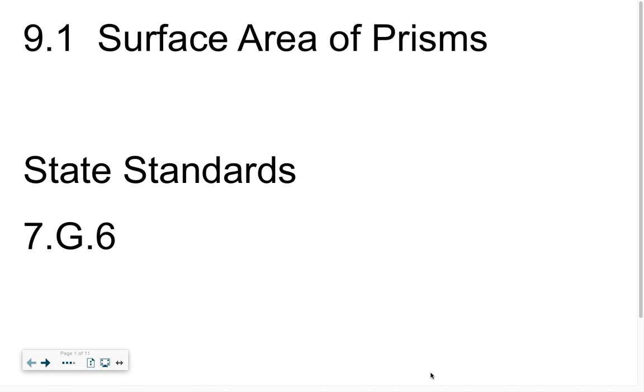9-1, surface areas of prisms. Now, in fact, this one here, we're talking about prisms. This whole lesson's actually on rectangular and triangular prisms. However, today, just going to do rectangular prisms, box shapes, just to cut down on the stress and anxiety.